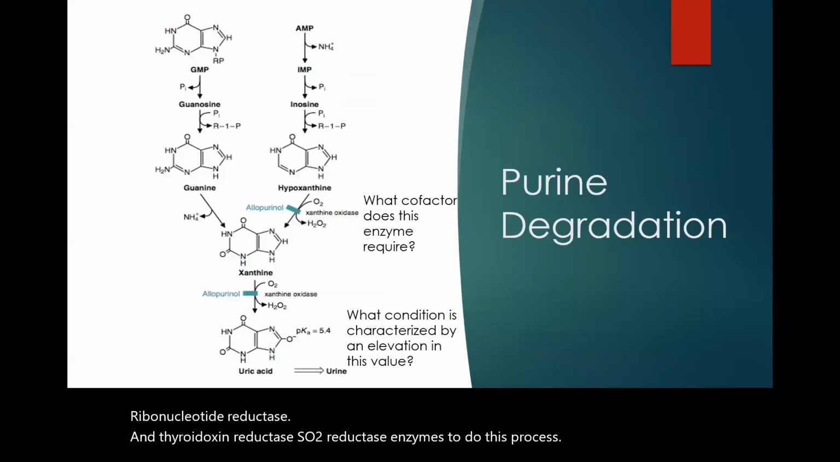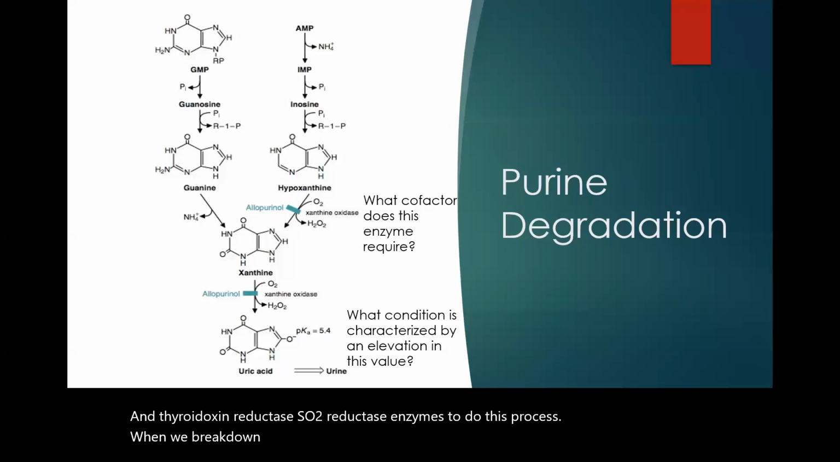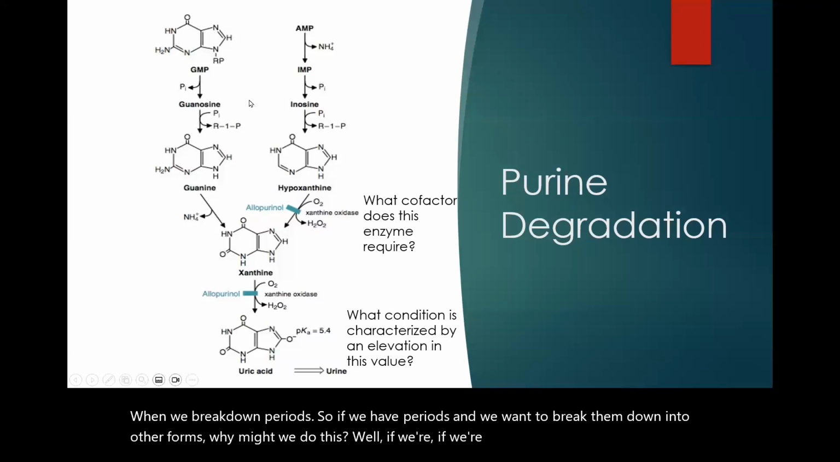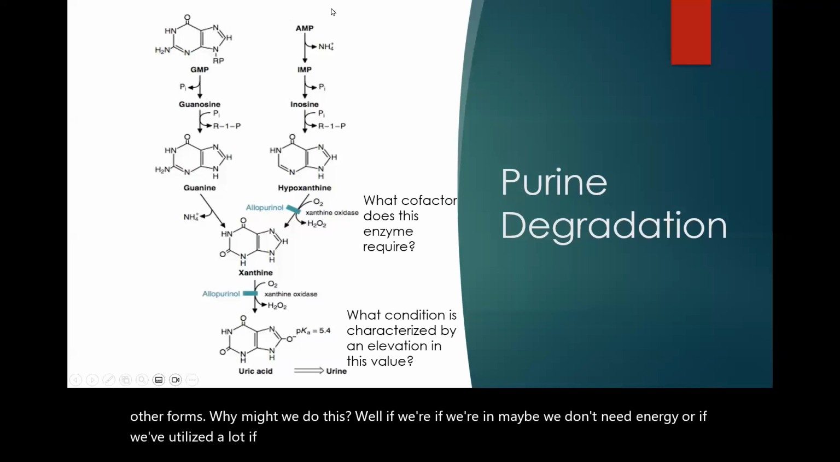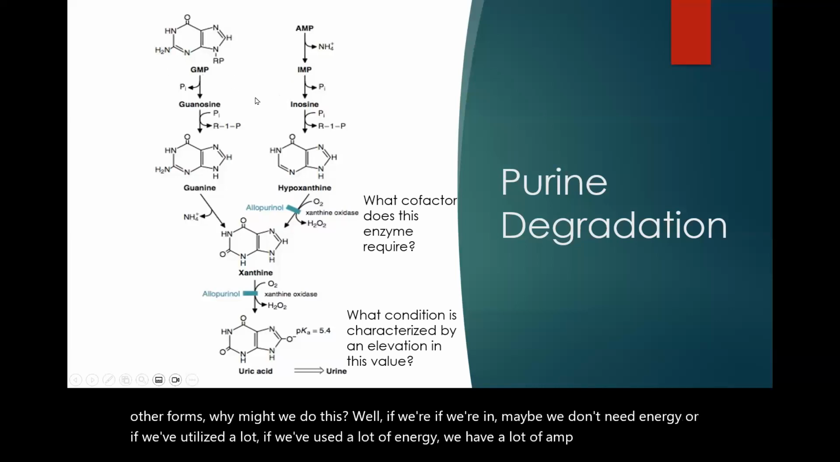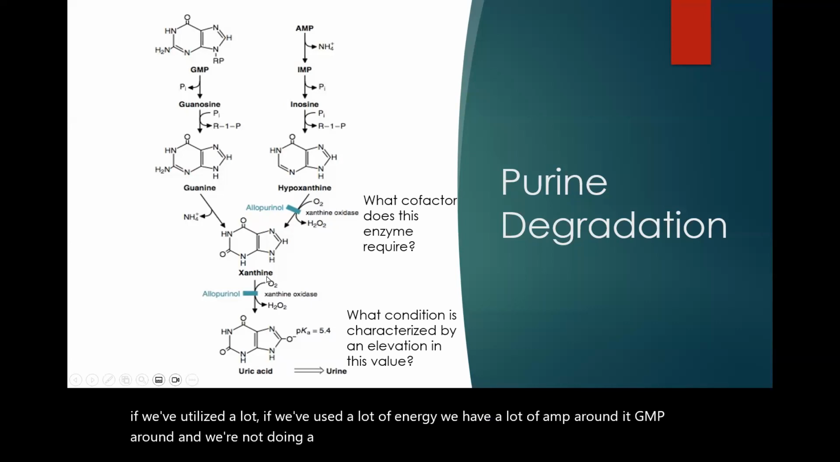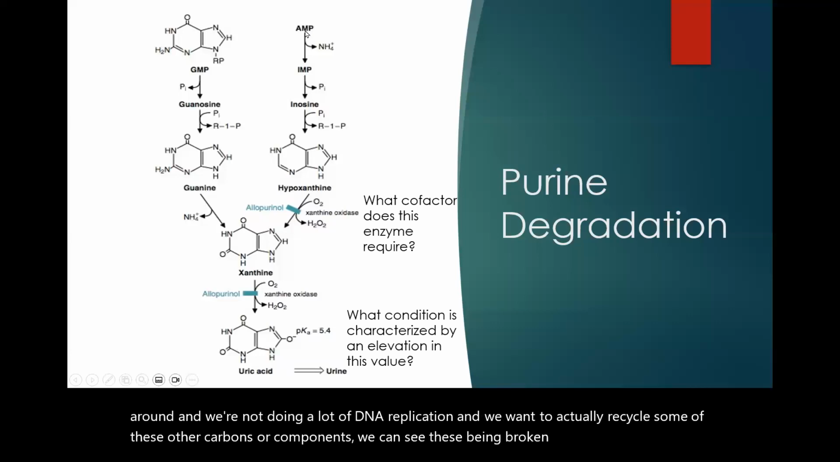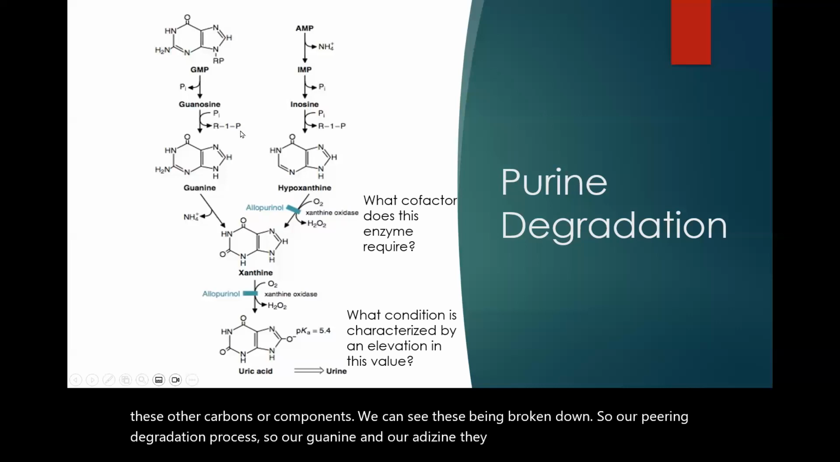When we break down purines, so if we have purines and we want to break them down into other forms, why might we do this? Well, maybe we don't need energy, or if we've used a lot of energy and we have a lot of AMP around, a GMP around, and we're not doing a lot of DNA replication and we want to actually recycle some of these other carbons or components, we can see these being broken down. So our purine degradation process, so our guanine and our adenosine, they go on their own journeys initially.